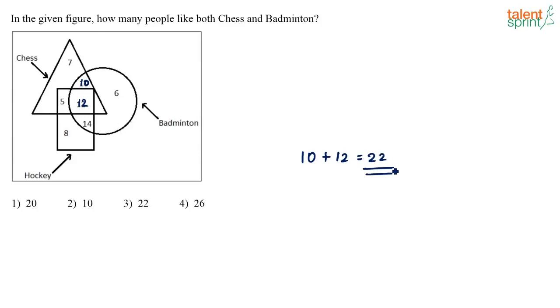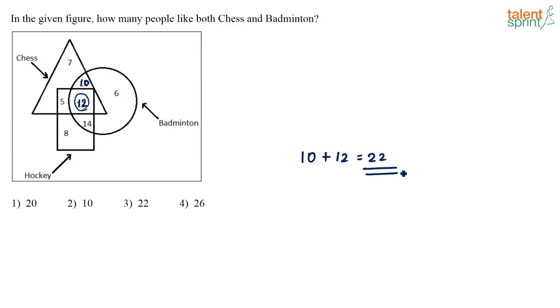Why are a lot of you giving me the answer as 10? If they ask, in the given figure, how many people like only chess and badminton, only chess and badminton means that is 10, right? Here, this 12 people also like chess and badminton, right? What are they asking? In the given figure, how many people like both chess and badminton? So the person should like chess and badminton, right? Chess is 10, this 12, right? This also includes the people who like chess and badminton. So 10 plus 12, that is equal to 22.